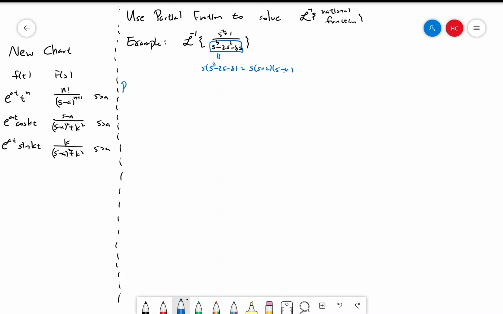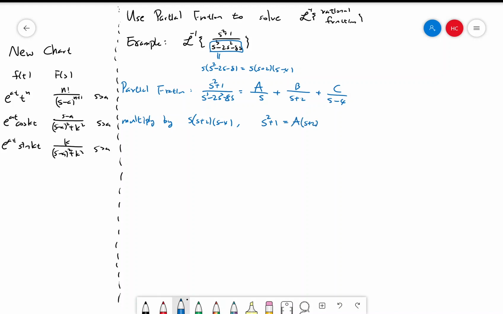Now, the method of partial fractions tells you that the original fraction is equal to A over the first factor plus B over the second factor plus C over the third factor. To solve this, we multiply by the common denominator, which is the product of the three factors. So we get s squared plus 1 equals A times the other two factors plus B times the other two factors plus C times the other two factors.